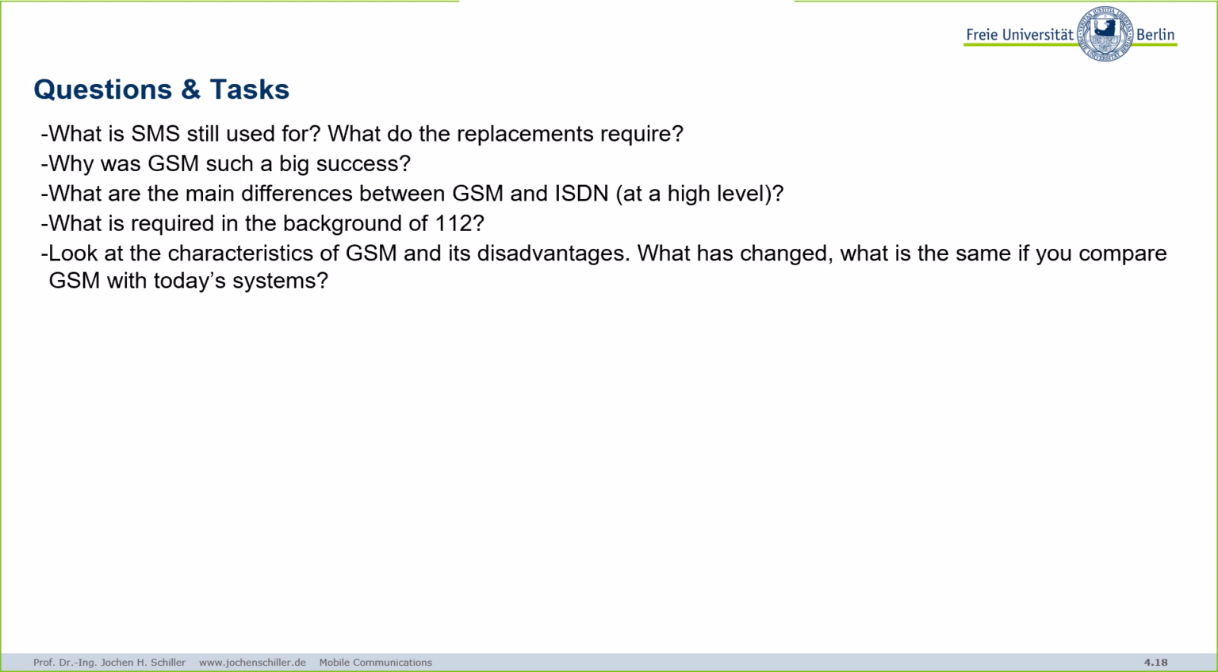Okay. So that was all for this second section of GSM.